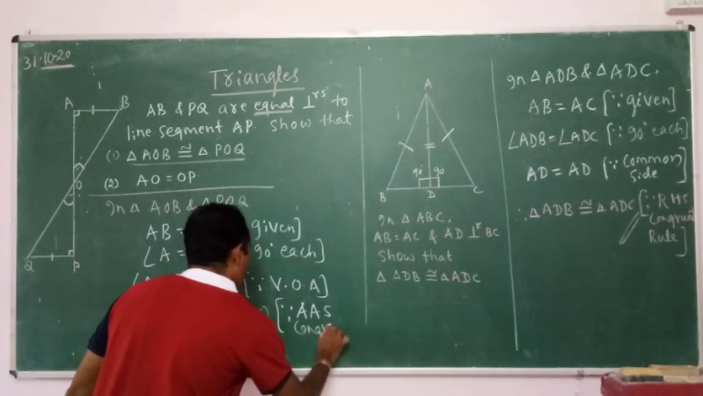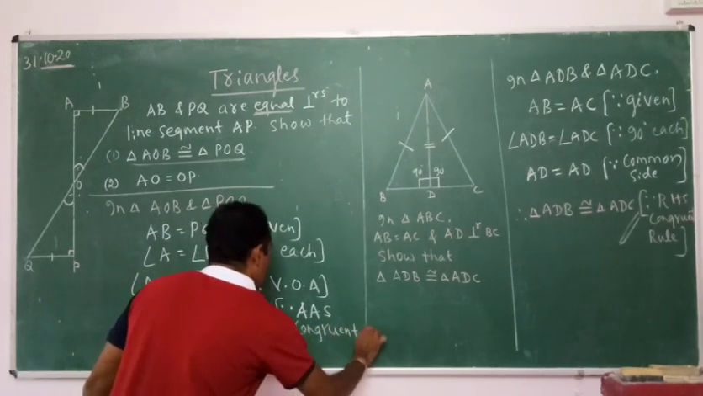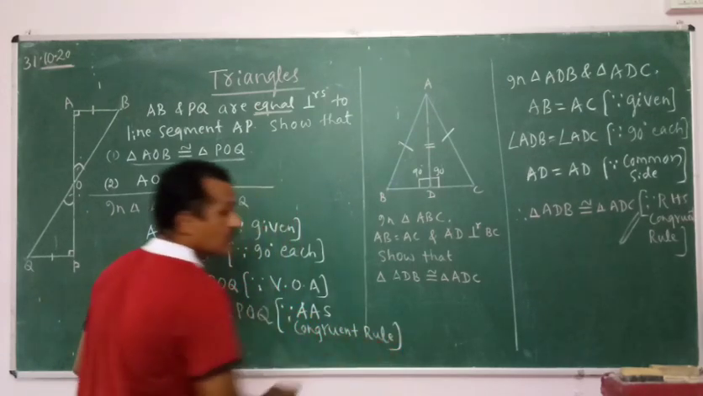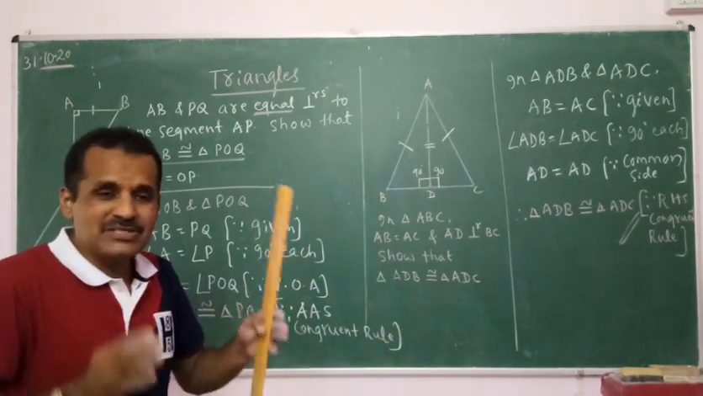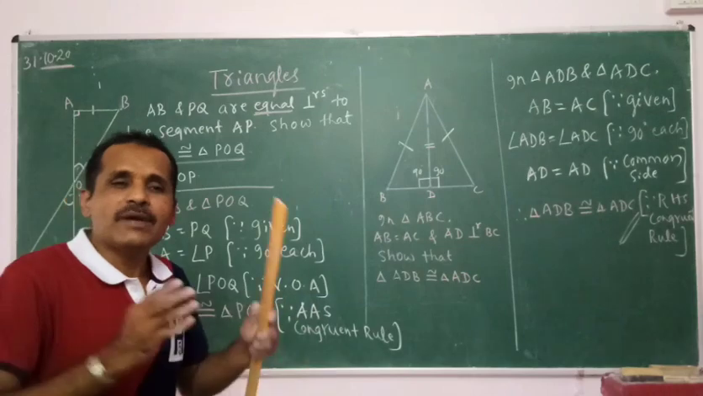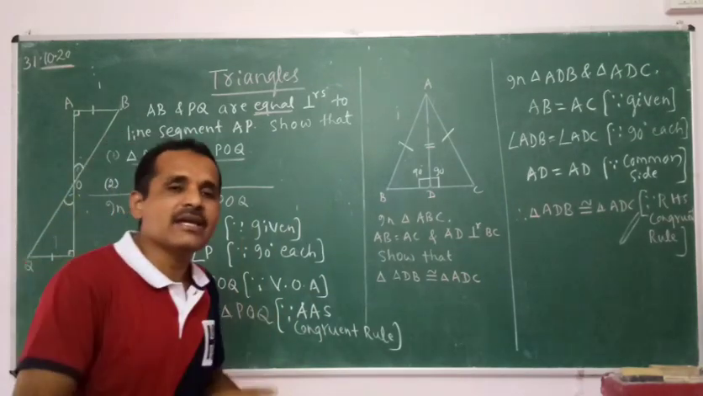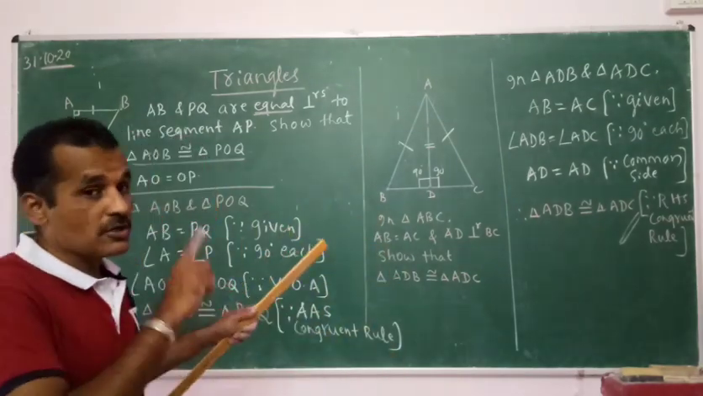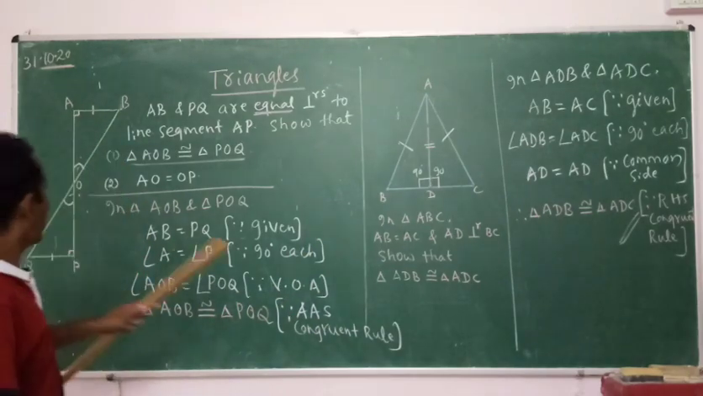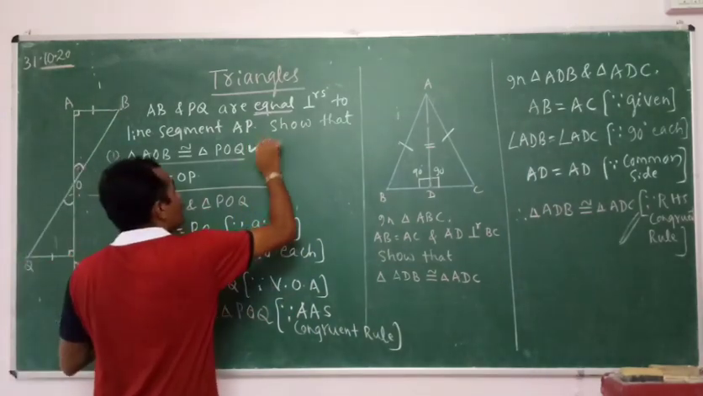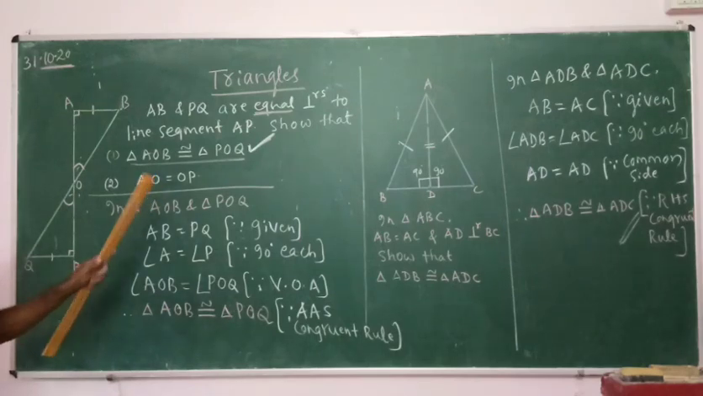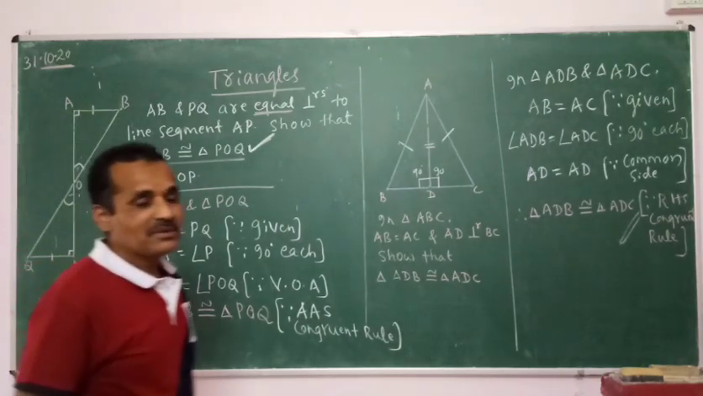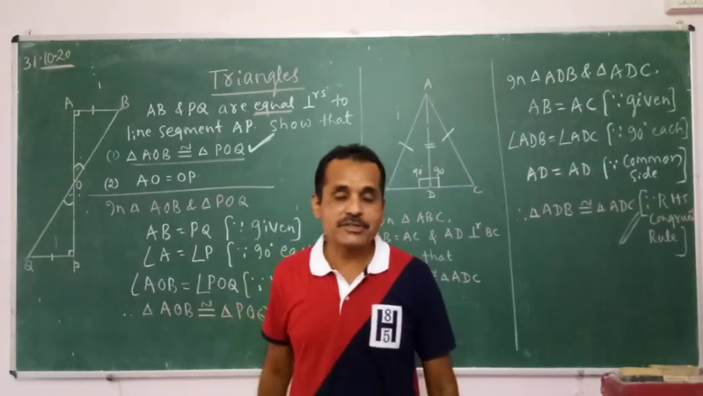Those who are not very sure, see my previous video. First understand the meaning of SAS, ASA, AAS, then you can solve the problems. Otherwise, it is difficult for you. Okay, that is the end of the first part of this proof. Something they asked again. My dear children, now I am coming to the next point.